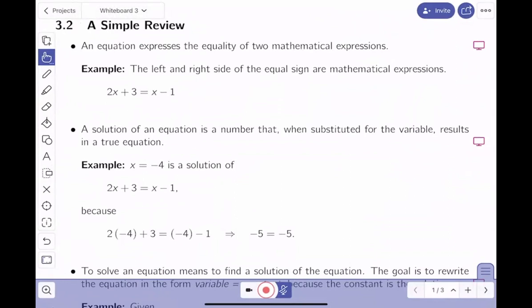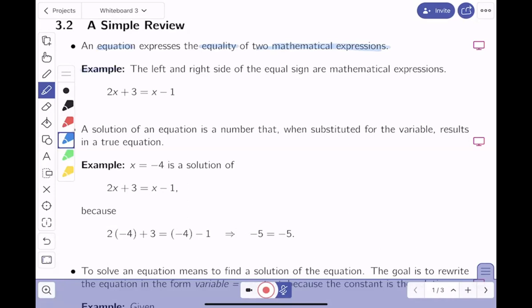All right. So what I'm going to do over here is just kind of read it to you. Not that I read all the notes to you, but I want to start off with maybe some reading to you. Just a simple review. I'm going to say an equation, you see that right here, expresses the equality between two mathematical expressions. So they give me an example.